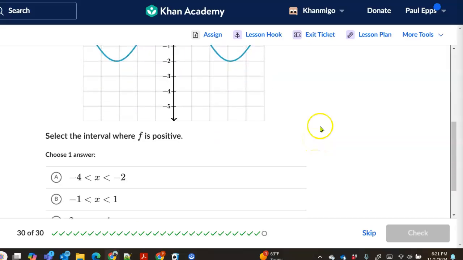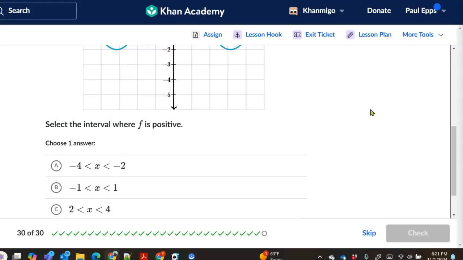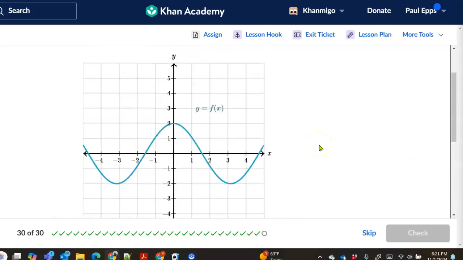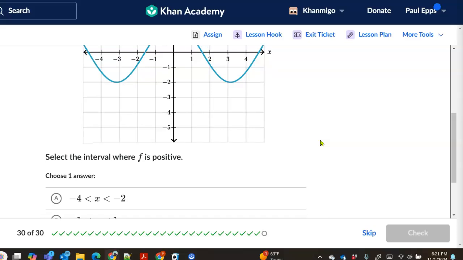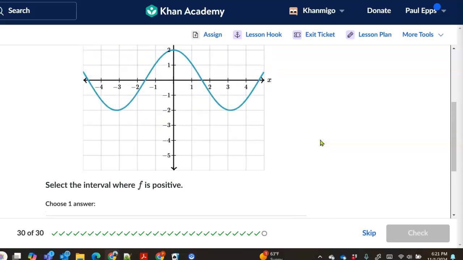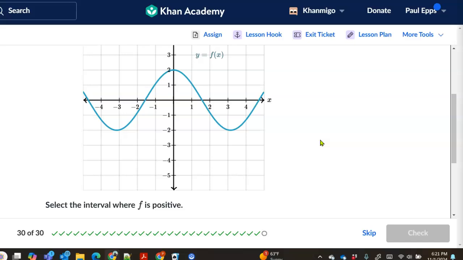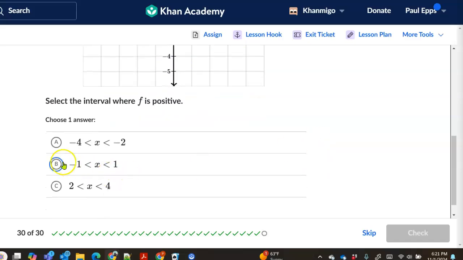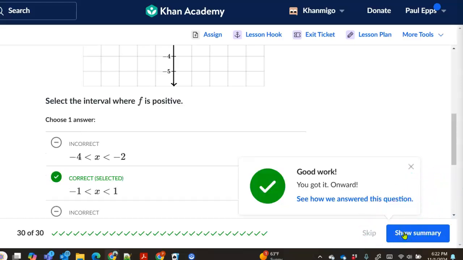Select the interval where f is positive. Well, it's from about negative 1.5 to positive 1.5. About. Oh, well, negative 1 to positive 1. Yeah, definitely. All right.